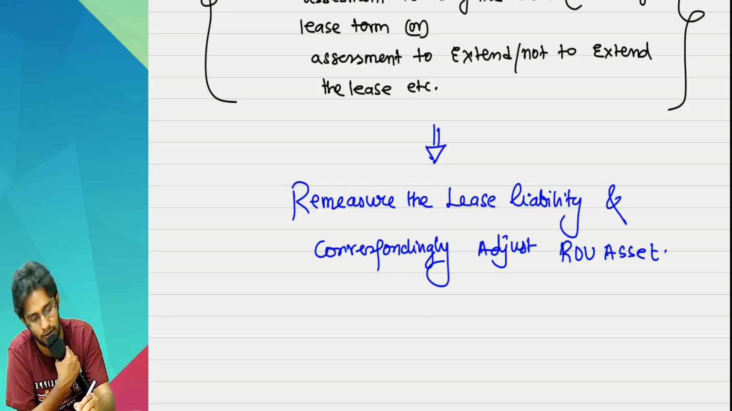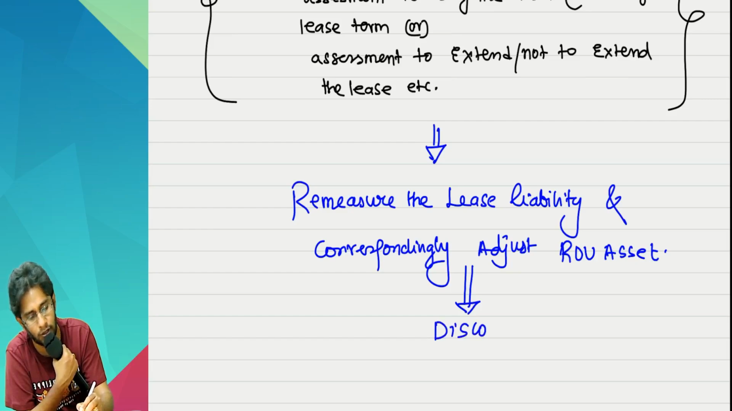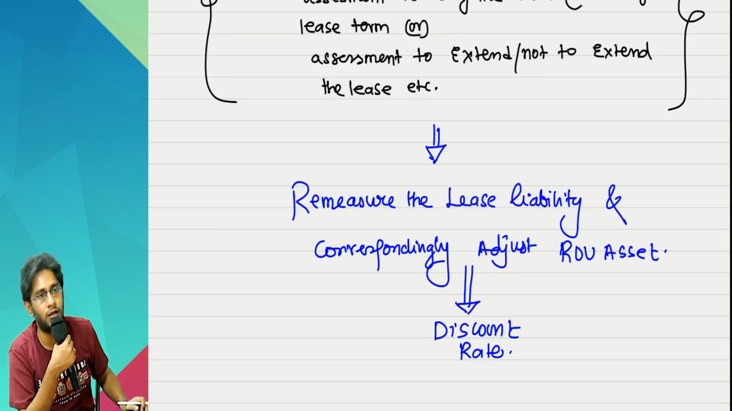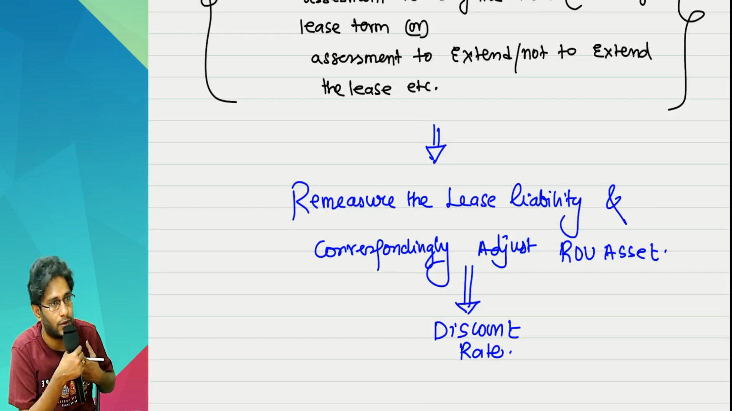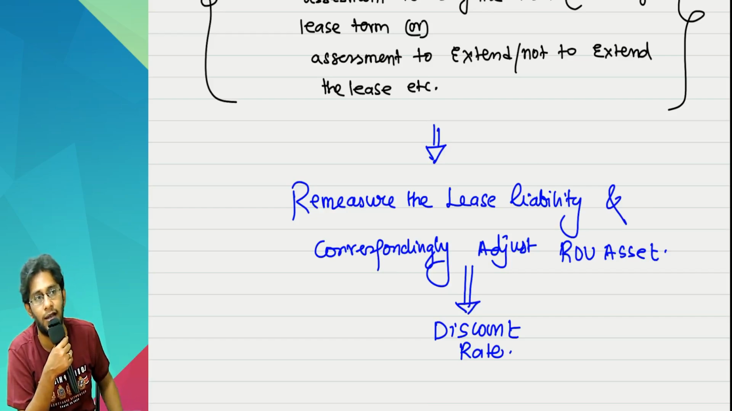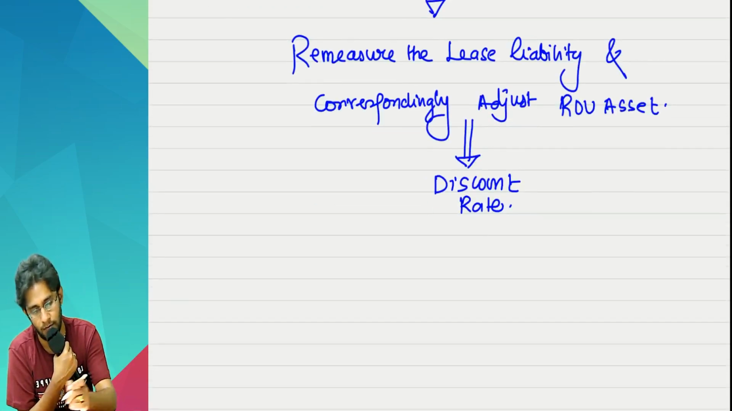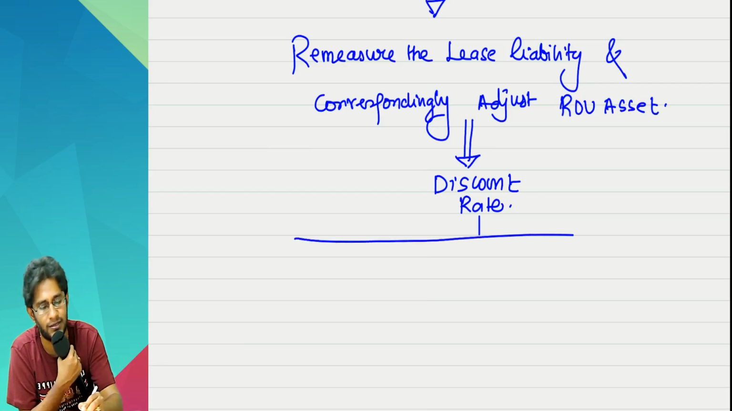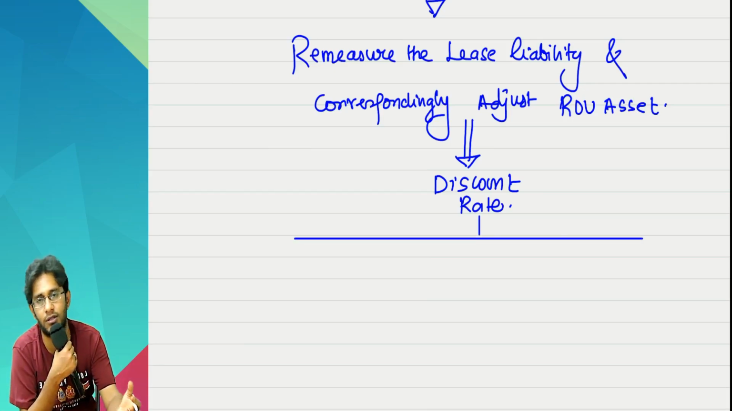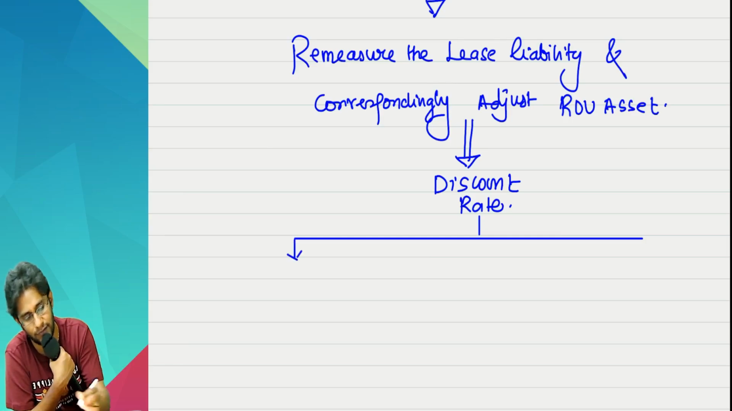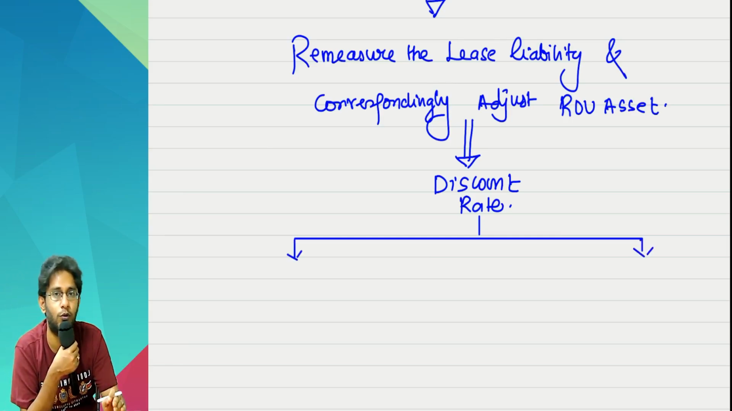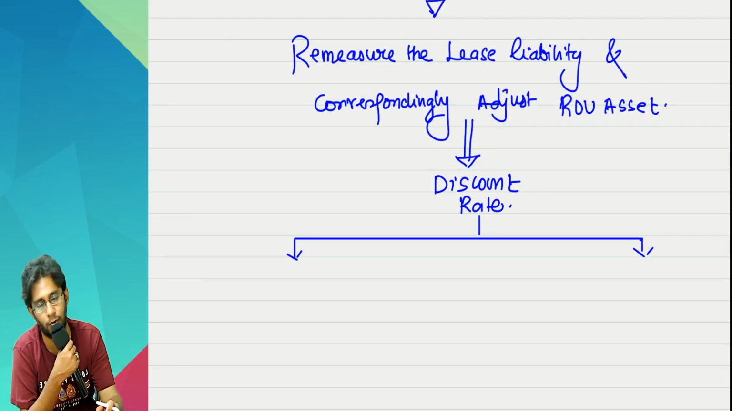What is that? Discounting rate, what is to be done? What discounting rate should I use? Should I continue with the existing discounting rate, or should I go for the latest market based rate again? The answer normally should be the existing rate only. The original discounting rate, whatever you used, that only should continue. But the standard gives you 2 cases where you have to use a revised rate. Therefore, this becomes important.